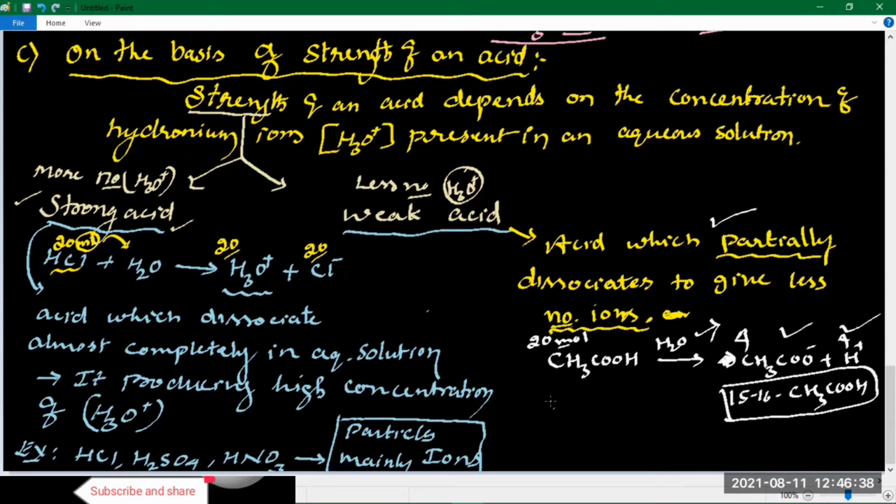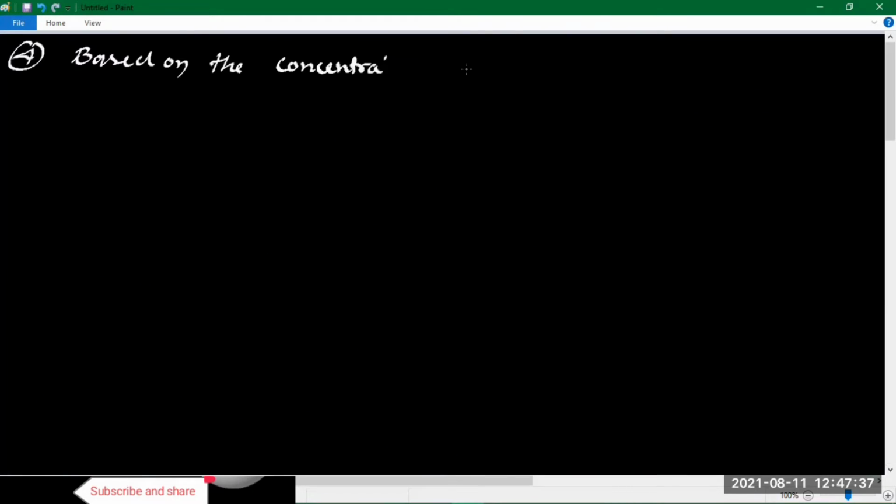An example of this is acetic acid. Almost all organic acids are weak acids. This is the concept related to strong acids and weak acids based on strength. I hope it's clear to all of you. Now let us move to the next slide.